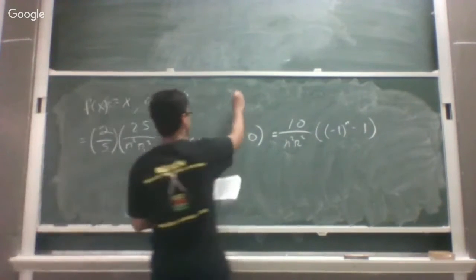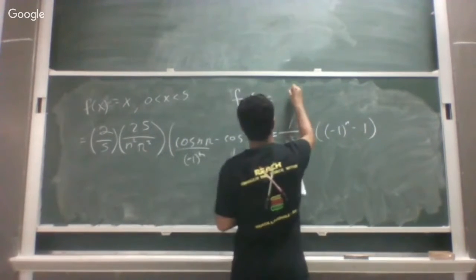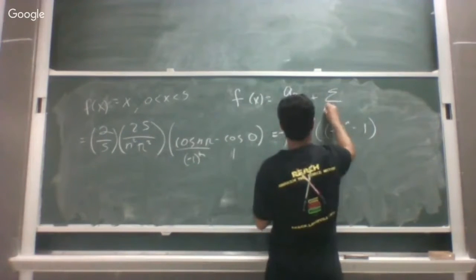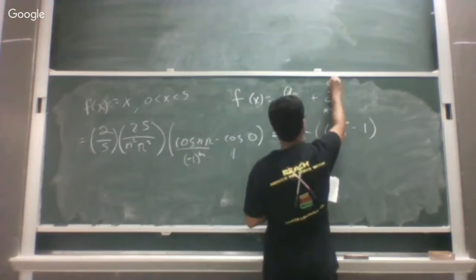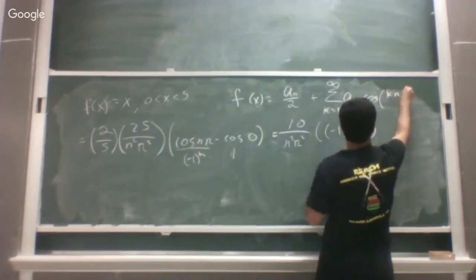The formula for an even function f of x, and you need to know this, is a sub 0 over 2 plus the summation k equal to 1 going to infinity of a sub n cosine of k pi x over L.